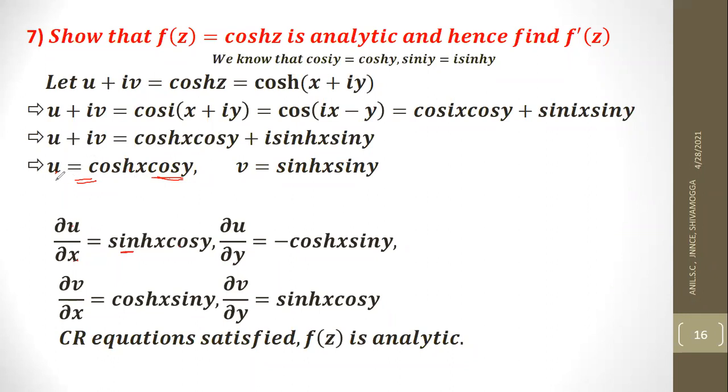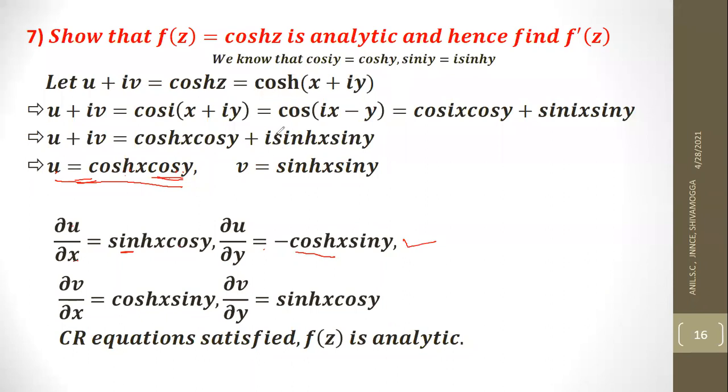Again, differentiate the same function u partially with respect to y. Now, this cos hx must be treated as constant. Keep it as it is, cos hx. Derivative of cos y with respect to y is minus sin y. Therefore, both the partial derivatives are obtained.